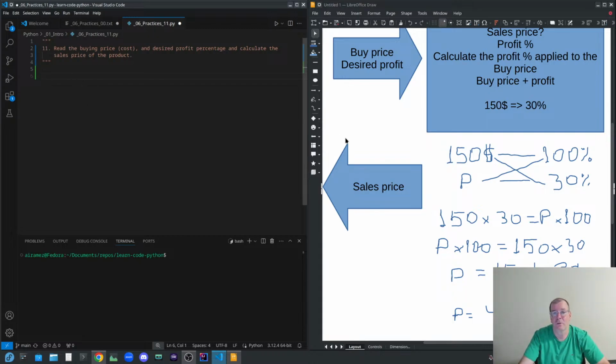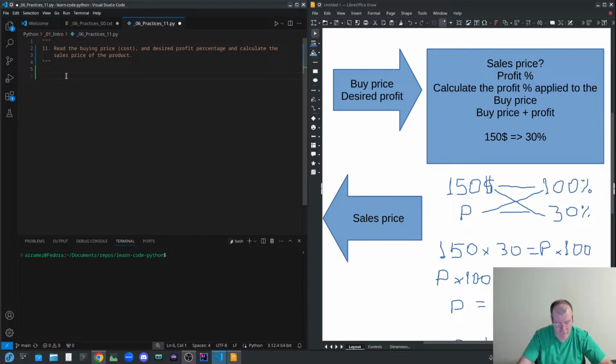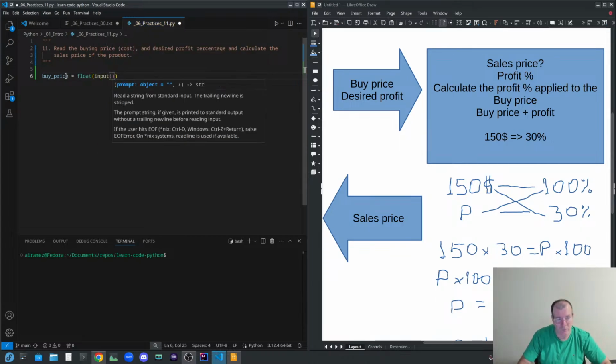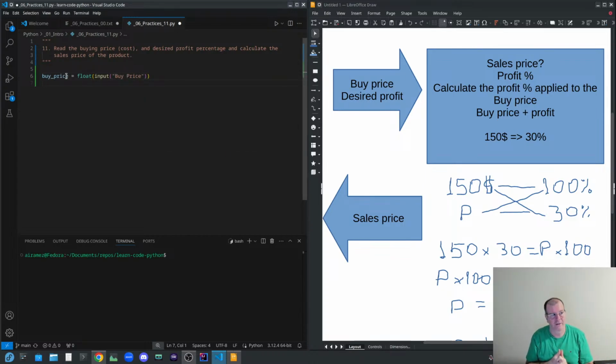So what do you do? Well, in this case, we have two inputs. The first one, let's call here buy price. We know that will be a float, and we'll read it with input. And we give a prompt that will be buy price. This I think is clear to everybody. We already learned about the input command that is going to read whatever the user types as a string, and then we're going to convert to float and then store in this variable. I think at this point it's clear to everybody.